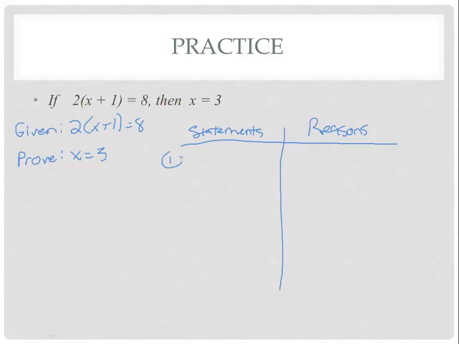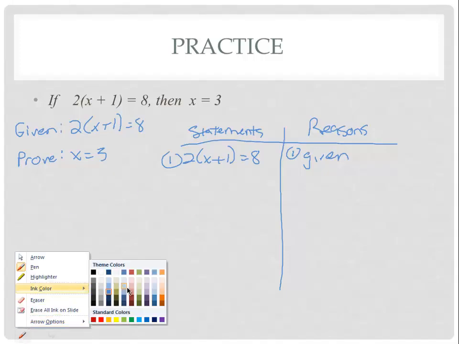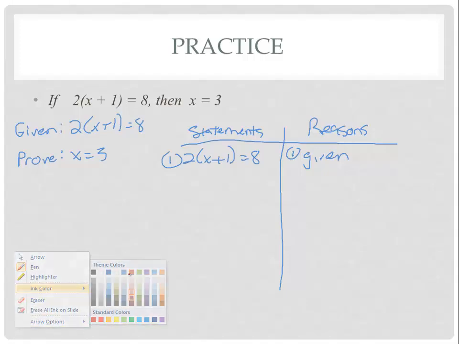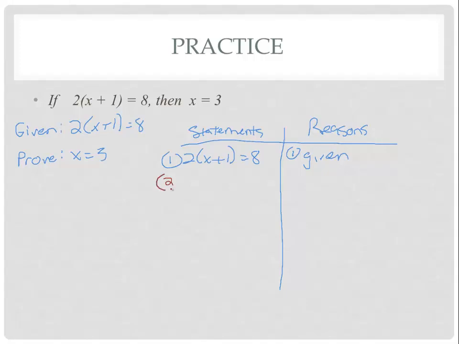And first statement is always the given. And it's always because it was given to us. So let me go ahead and change a color here. Let's get something a little darker. Sorry. Alright, step 2, what should I do to this? I want to take this 2 and I want to distribute. So I'm going to get 2x plus 2 equals 8. And I'm going to get that by distribution.